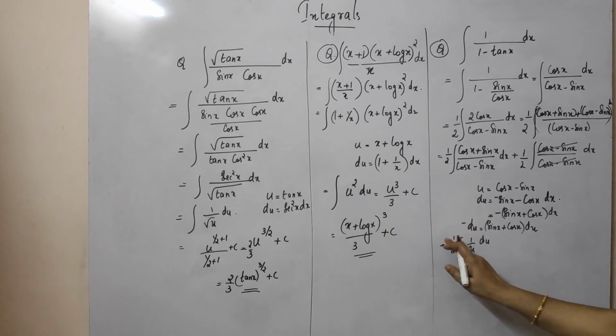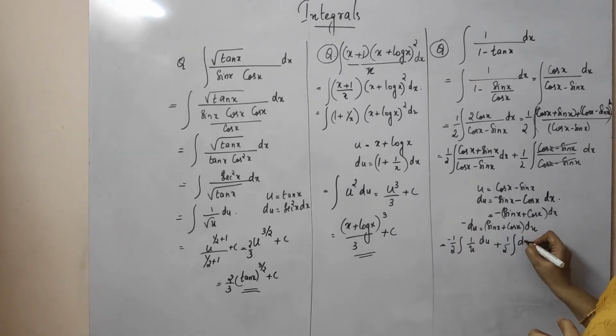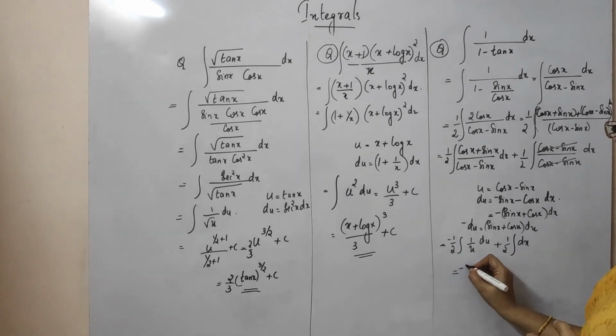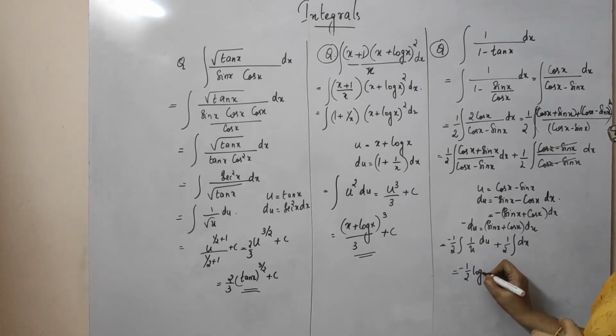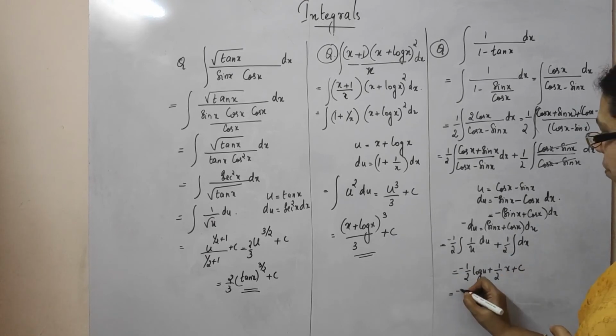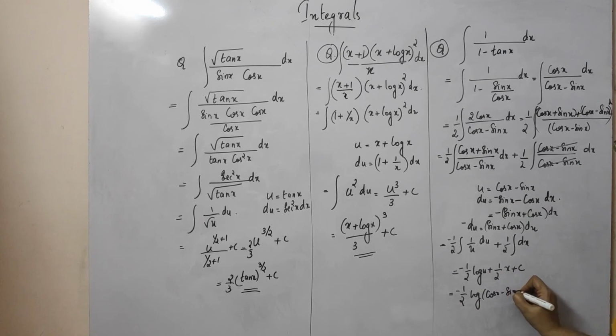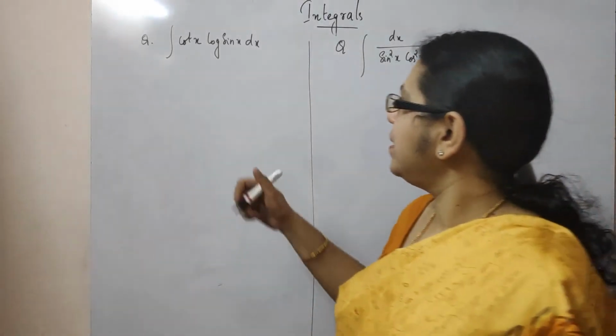Now I rewrite this as 1 by 2 times integral of 1 by u into du, minus, there is a minus sign, this minus I have put outside, plus 1 by 2 into integral of dx. So now this is equal to minus 1 by 2 into log u plus 1 by 2 into x plus c. Now I am resubstituting for u. What was u? Cos x minus sin x. So it is minus half log of cos x minus sin x plus half of x plus c. So this is how you integrate it. Okay, go through it.